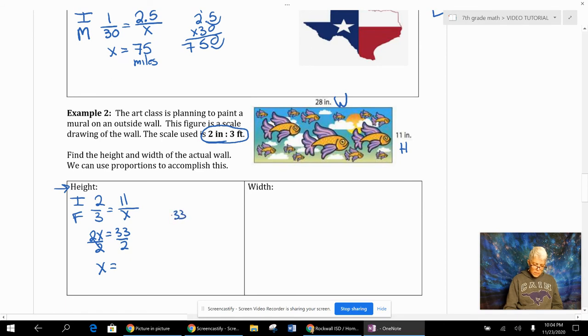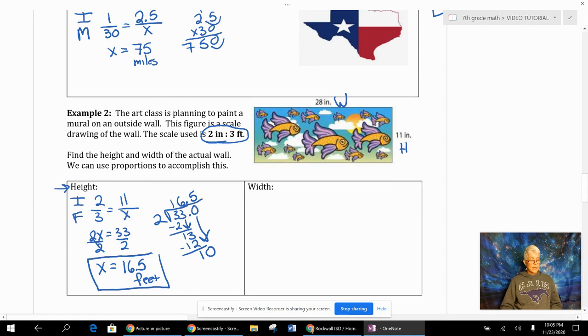Top in the box. 2 goes into 3 one time. 2 goes into 13 6 times. I'm going to add a decimal and bring it up, add a 0 and bring it down. 2 goes into 10 5 times. That's 16.5. 16.5 what? Well, if you look where the x is, it's in feet. So the answer is 16.5 feet. Let's move on.